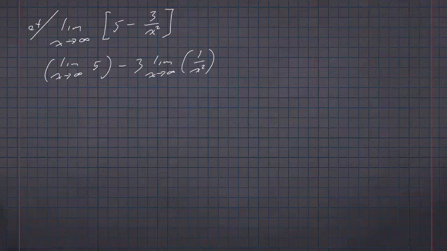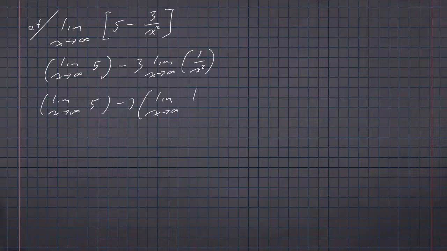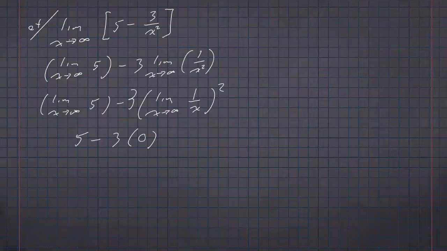But we can even split that up and separately look at the limit as x goes to infinity of 5 minus 3 times the limit as x goes to infinity of 1 over x, that whole thing squared. The limit of a power is the power of the limit. And the limit as x goes to infinity of 5 is 5. And then we have 3 times the limit as x goes to infinity of 1 over x, which is 0. That whole thing is squared. 0 squared is 0, 3 times 0 is 0, and we are left with simply 5.